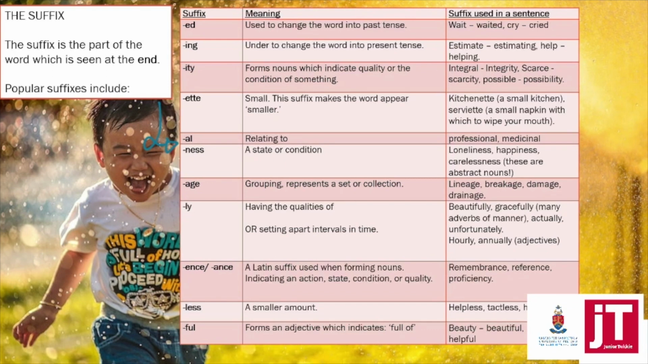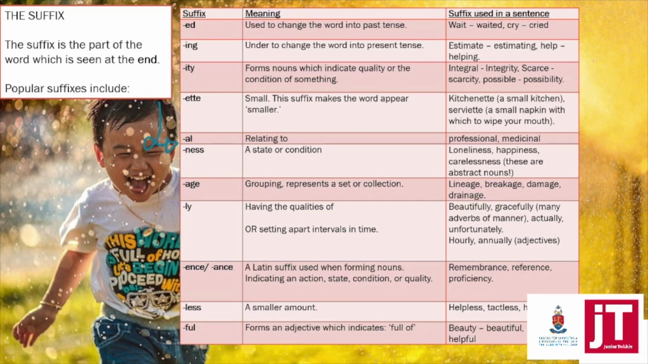Right, the suffix age, grouping. It represents a set or a collection. My lineage, that is a line which is particularly related to often a family or a business. Let's say, for example, the lineage of a family means back in history, their great great great great great grandfather and their children's children's children's children. That's the line. So it's the collection in terms of your family lineage.